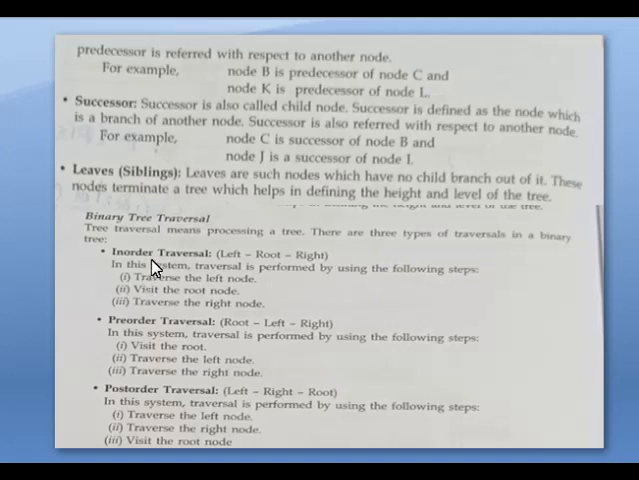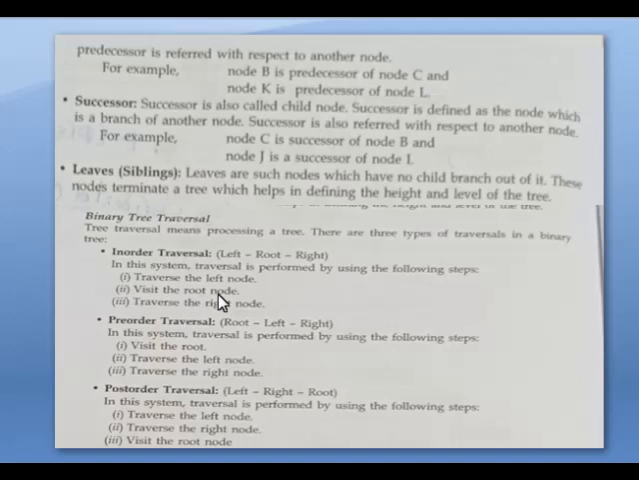In-order traversal means left, root, right. First we have to go to the left portion, then reach the root, then the right. In this system, traversal is performed using the following steps. First, traverse the left node. Second, visit the root node, and third, traverse the right node.